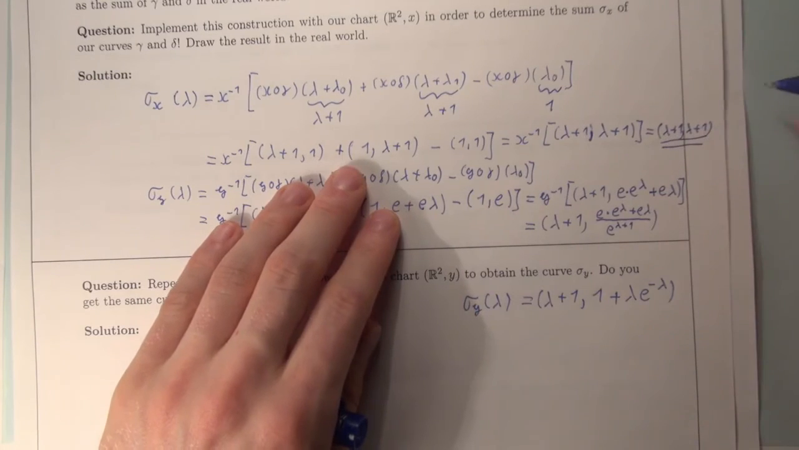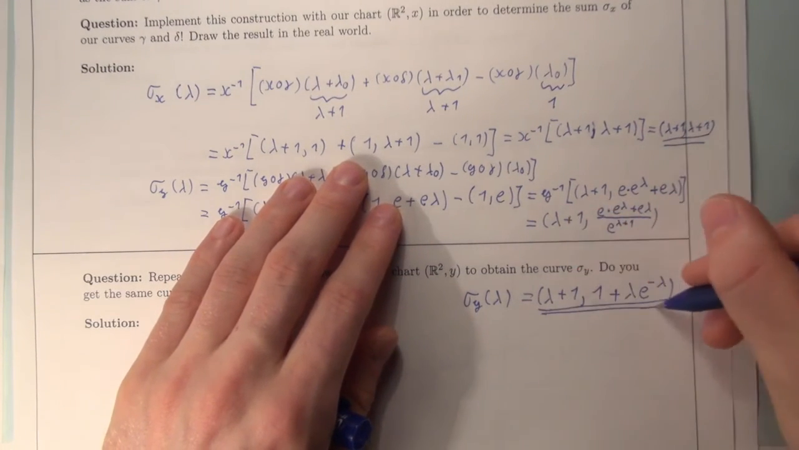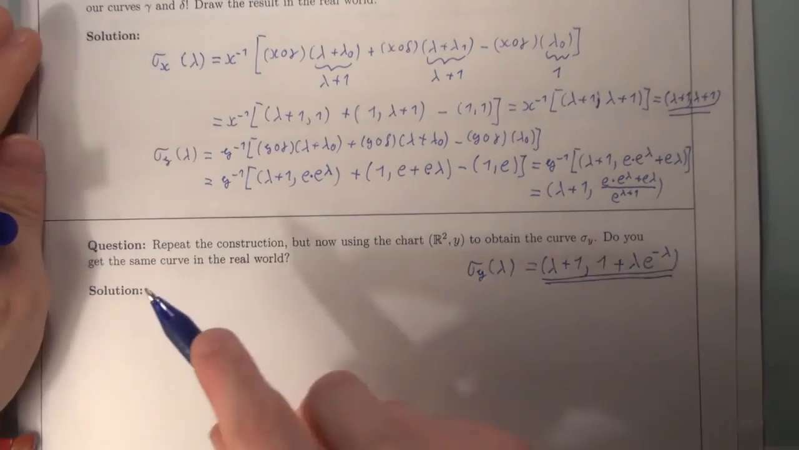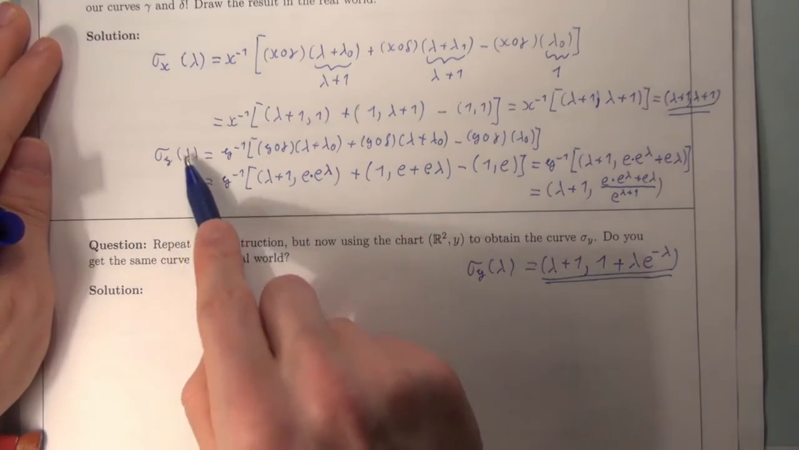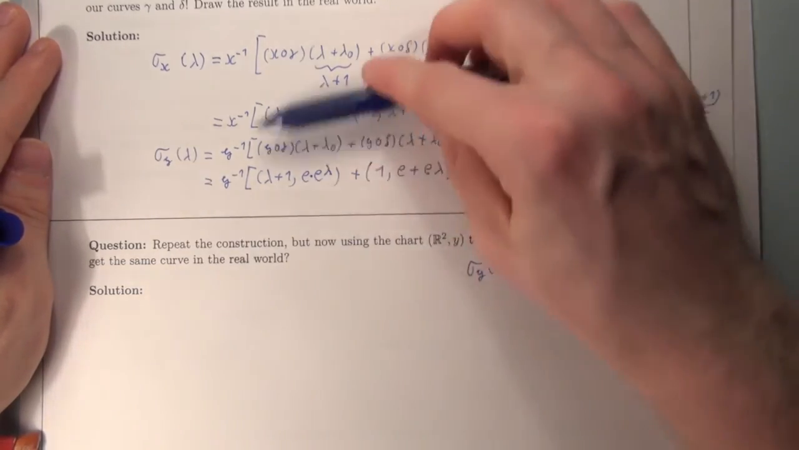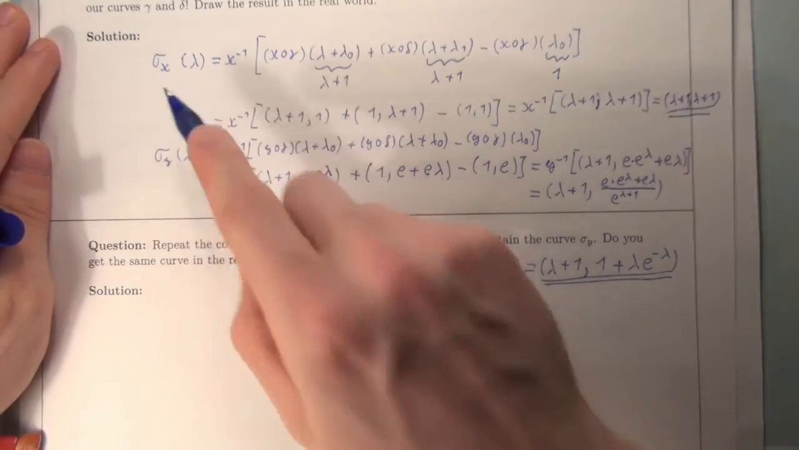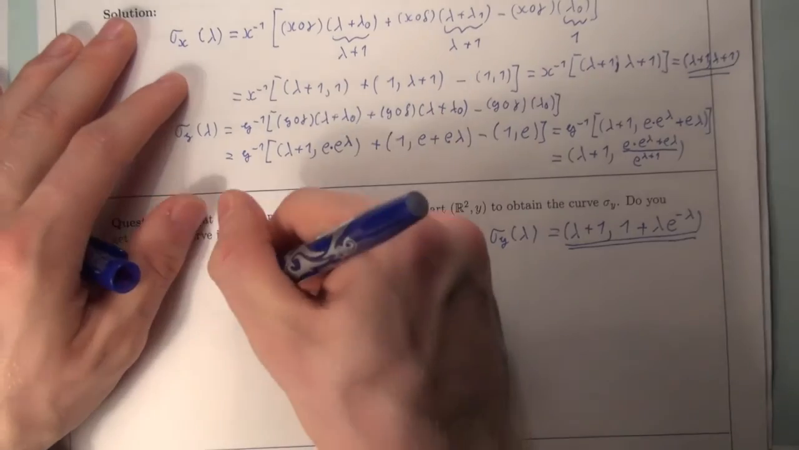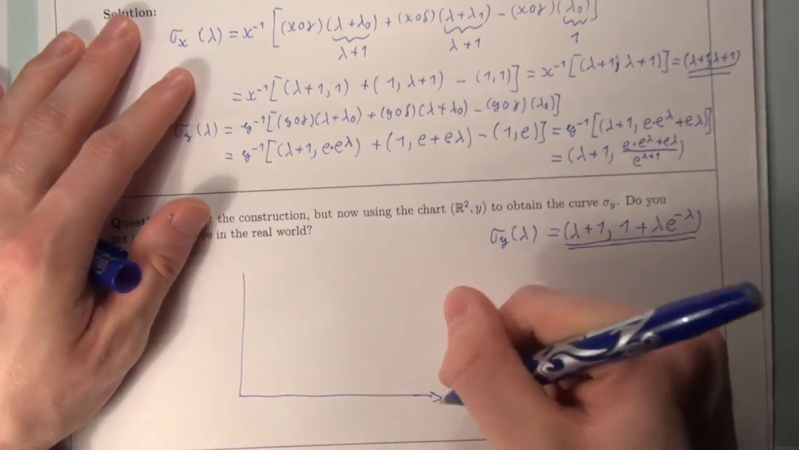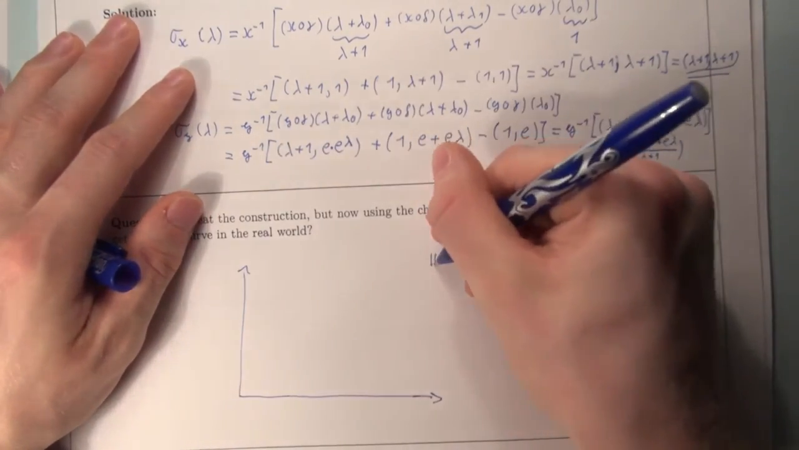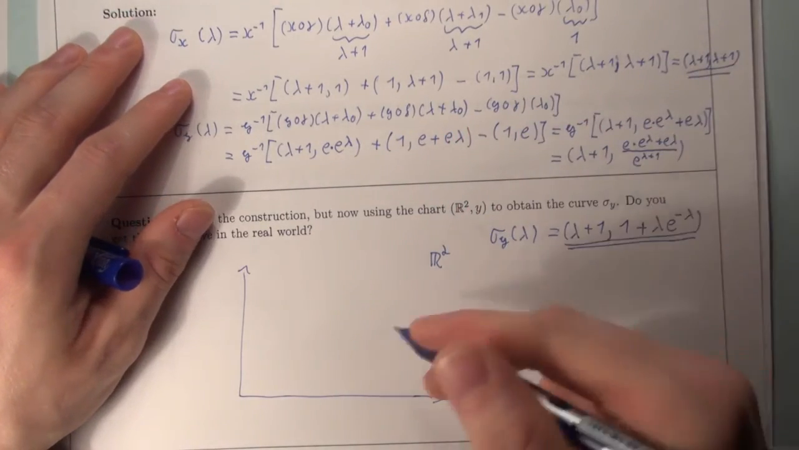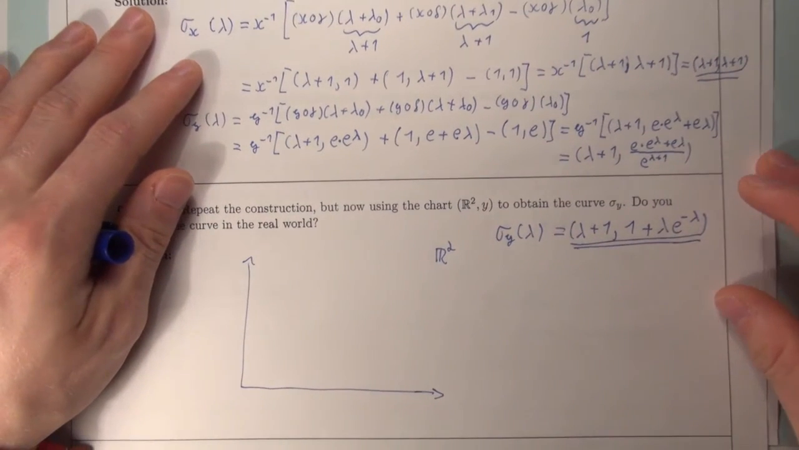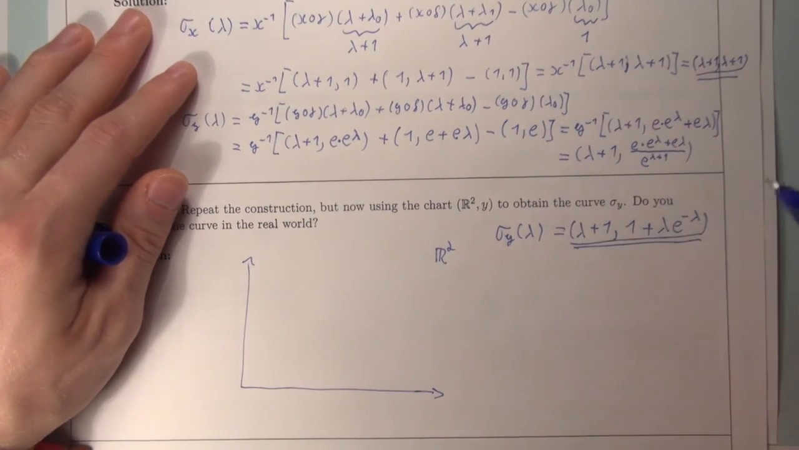So this is with respect to the x chart and this with respect to the y chart. Actually, this question was about this calculation for the y chart. I just did them both here. Now we can draw those two curves in the real world. R2 and R2, of course, you can draw like this because it is just 2 bits.